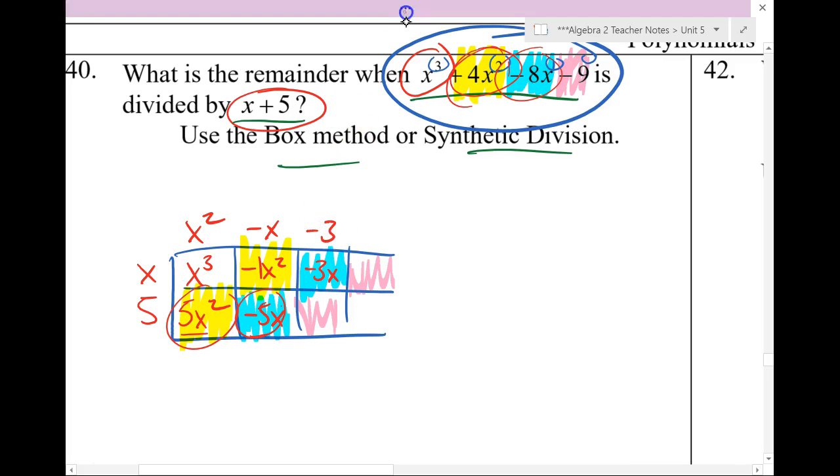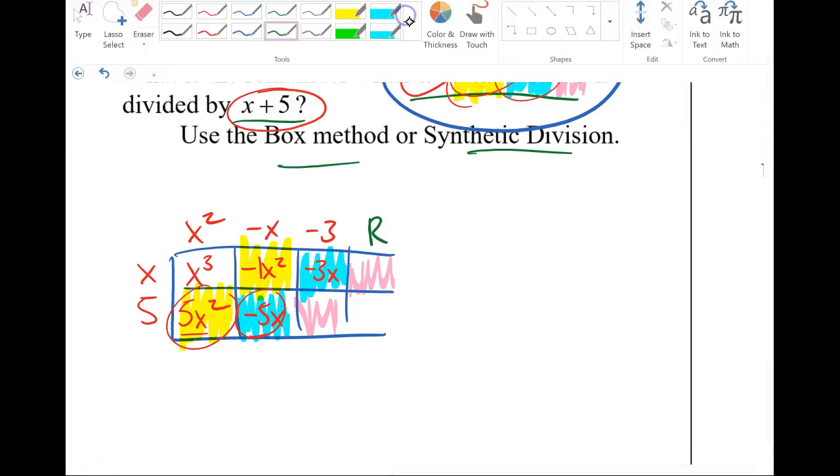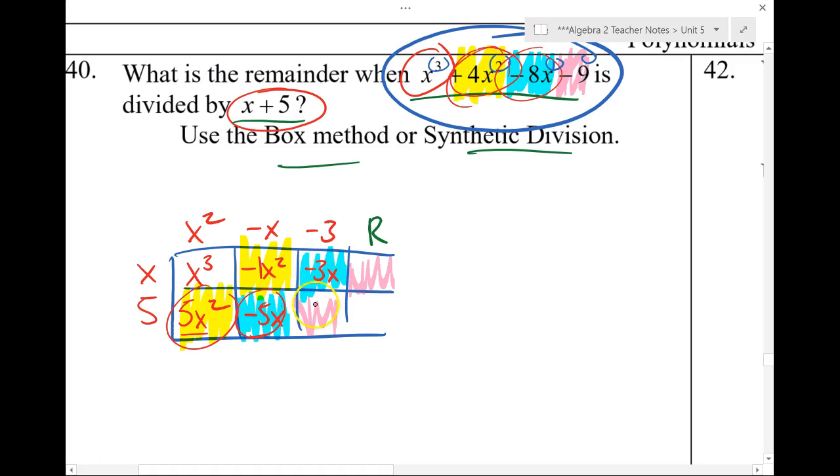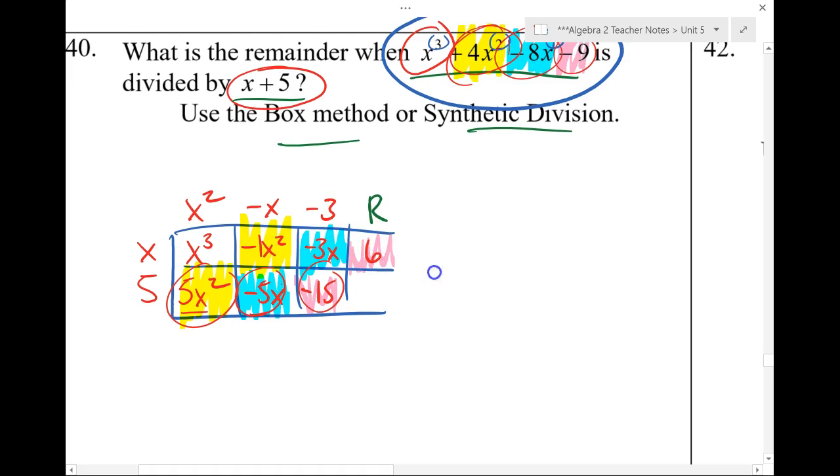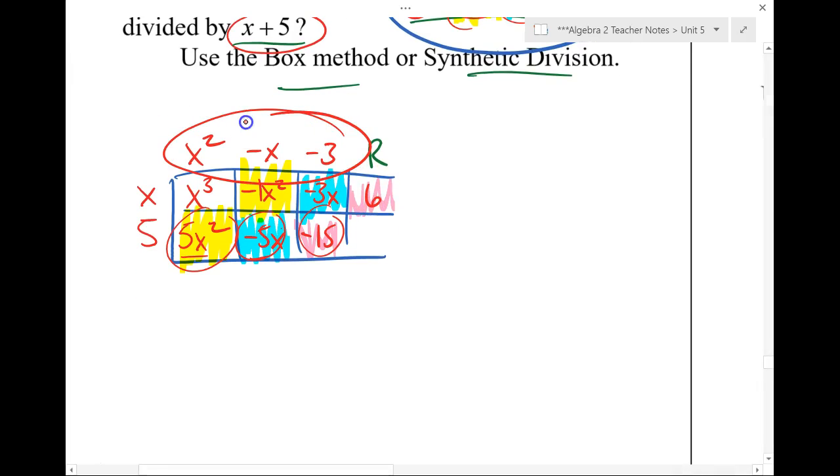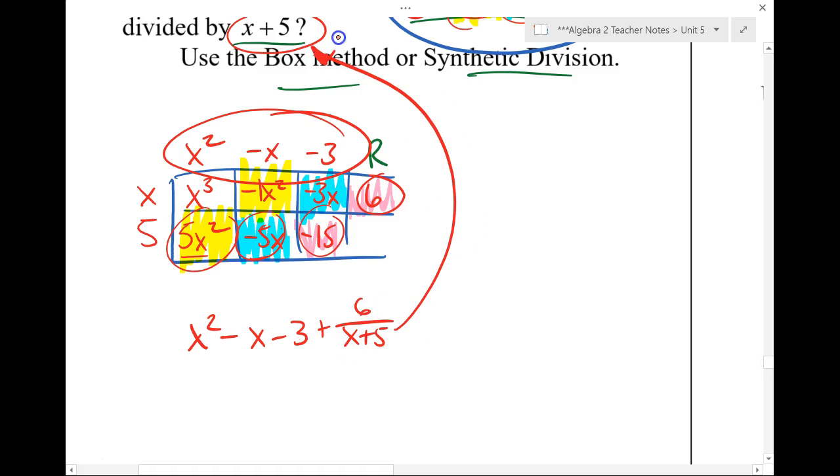And remember, when you get a constant at the top, that means a number with no variable, I write remainder, because my last number will be my remainder. And then multiply down here, so that's negative 15. And then what do I have to add to negative 15 to get to negative 9? Well, I'd have to add 6. Okay, so now I get my polynomial answer from here, x squared minus x minus 3, and then the remainder 6 over what I divided by, which was x minus 5, that up there. Okay, and there's my answer.